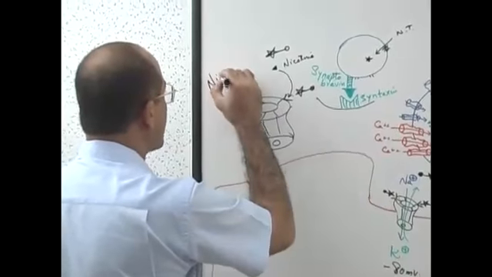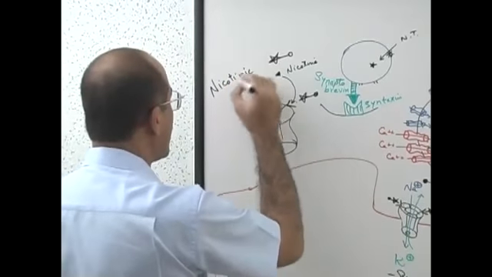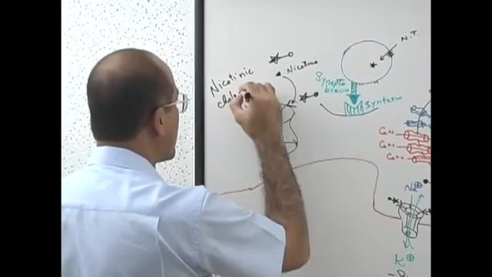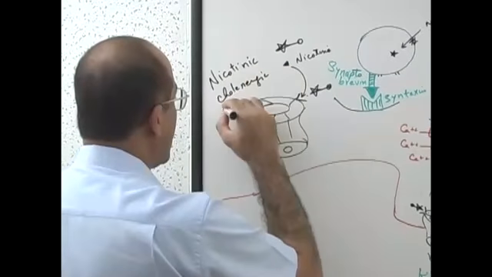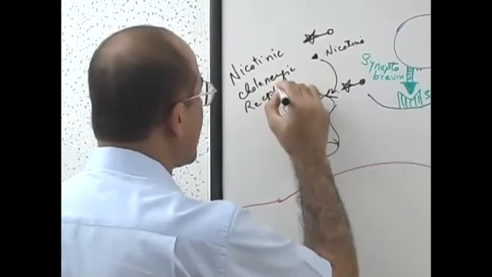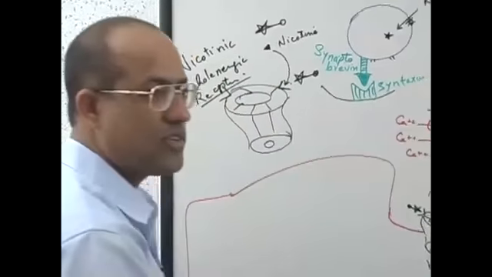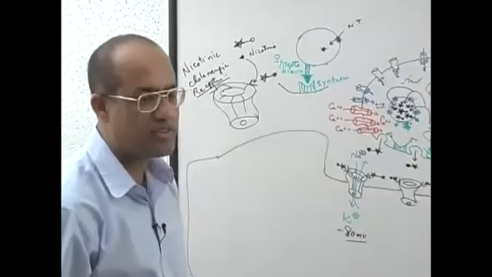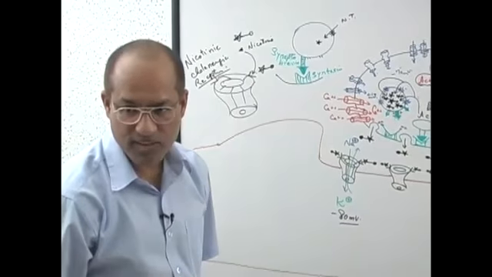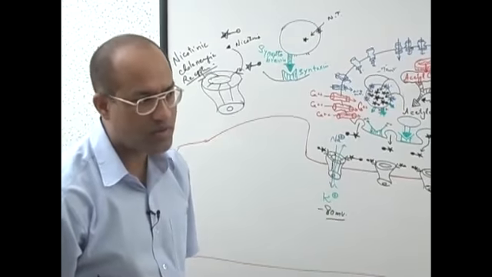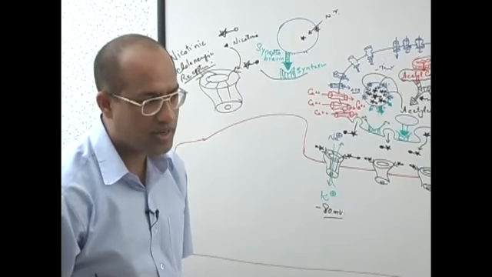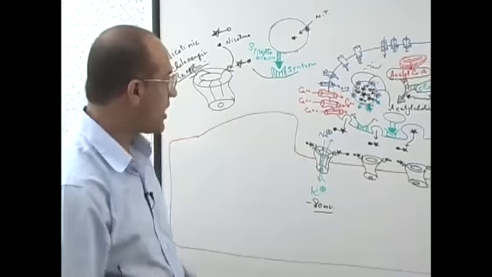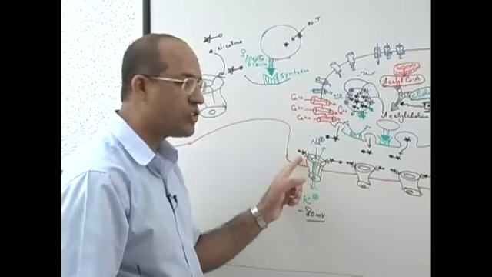Receptors. Nicotinic cholinergic receptors. So what are nicotinic cholinergic receptors? These are nicotine as well as acetylcholine sensitive receptor channels which are present on the motor end plate, where acetylcholine will bind and these channels will open.